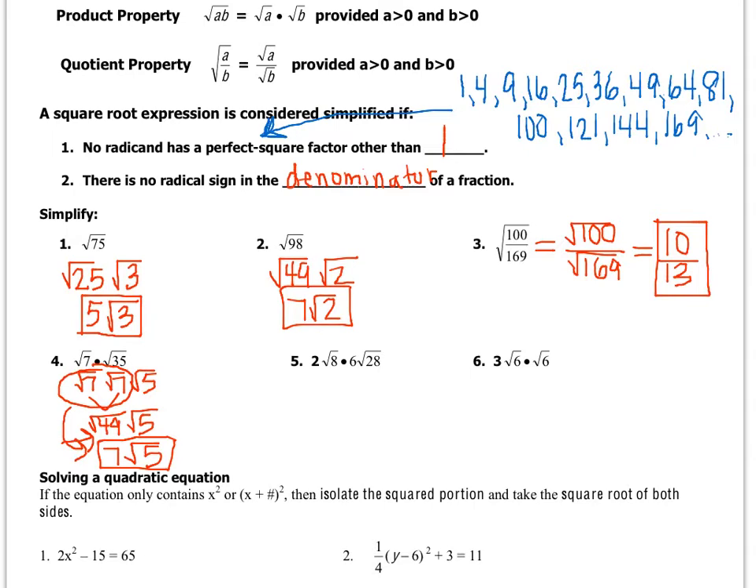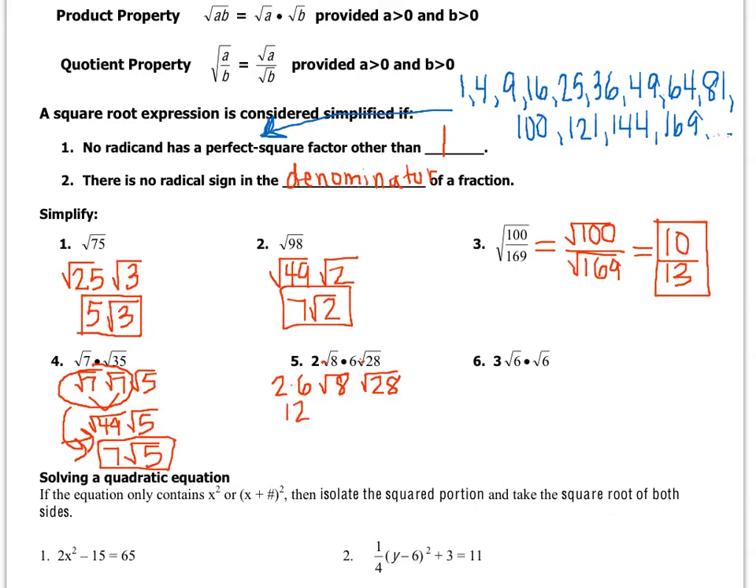So number 5 here, one thing you need to remember is that multiplication is commutative. You can switch the order. And it's really like there's a multiplication sign in here and in here. So I can make this 2 times 6 times the square root of 8 times the square root of 28. That's no problem flipping that around. 2 times 6 is 12.